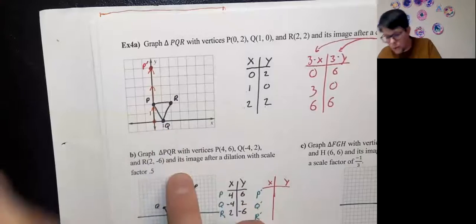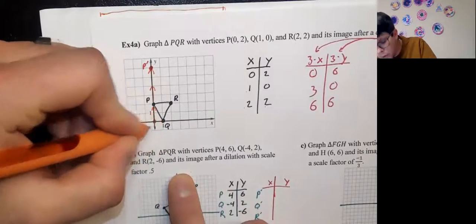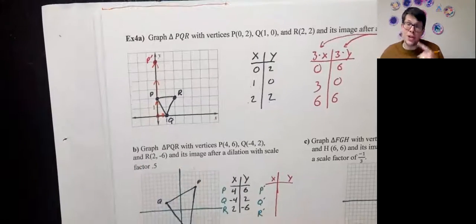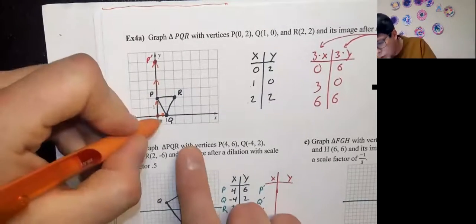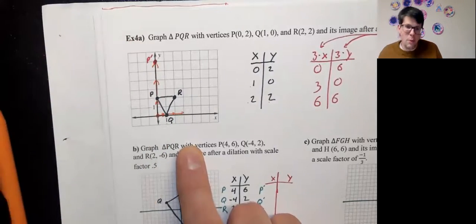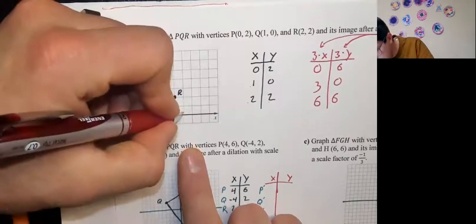Now I can do the same thing with Q. Now from the origin to Q is exactly 1 unit to the right. Okay, so now we want to once again triple it because our scale factor is 3. So that means we're going to recreate this same distance 3 times in a row. And when we do that, we will get our new location for Q prime.